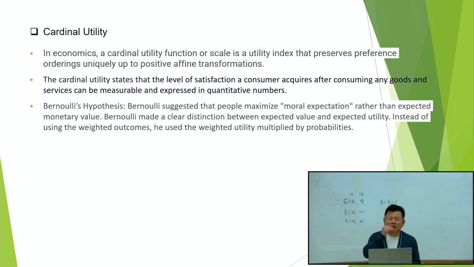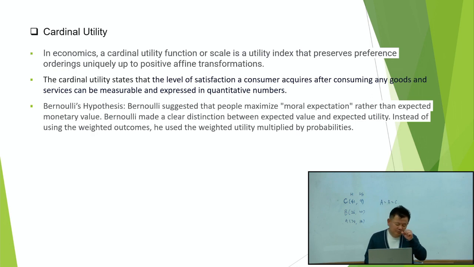It means I satisfied a total of 5 among 10, or 6 among 10, or something like that. So we mentioned that there's a Bernoulli hypothesis. Bernoulli suggests that people maximize the moral expectation. It means every person wants to maximize moral expectation rather than expected monetary value. So Bernoulli made a clear distinction between expected value and expected utility.